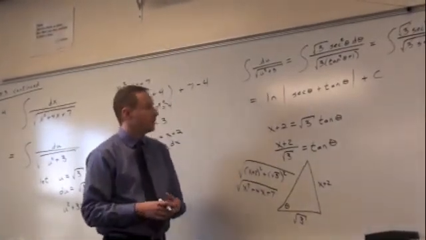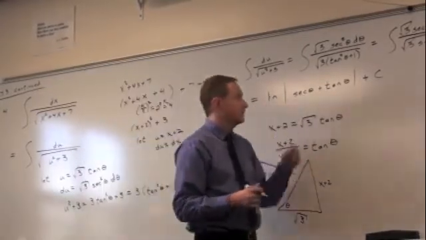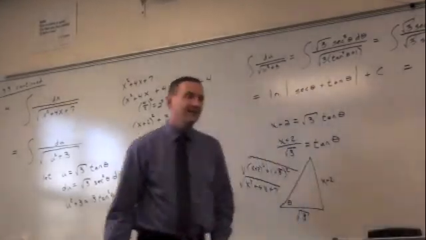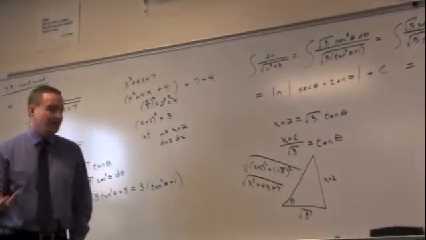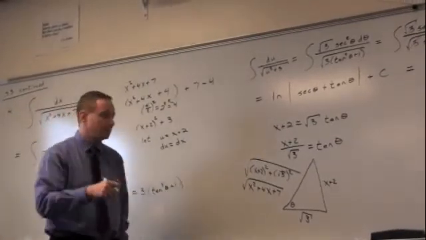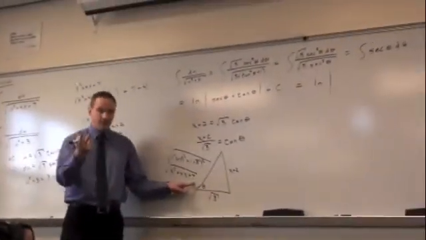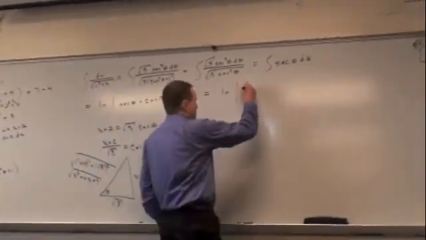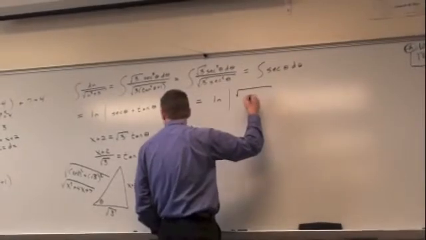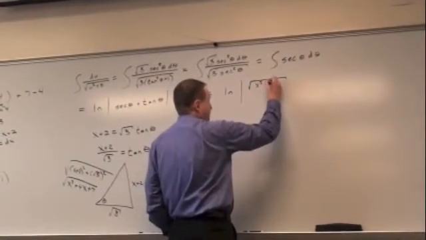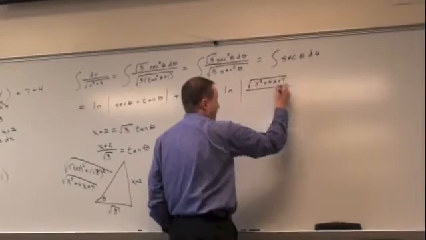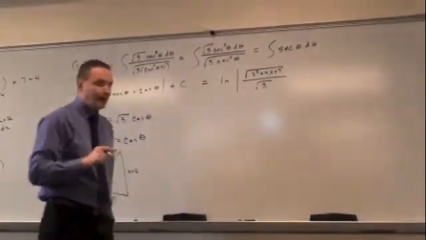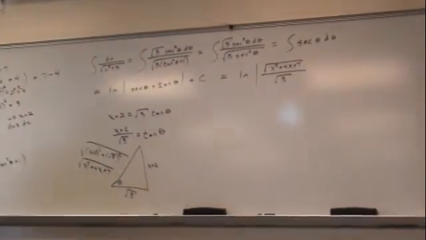Now let's simplify. So I have the natural log of the secant of theta. Cosine of theta is adjacent over hypotenuse. Secant of theta is the reciprocal of that, so it's hypotenuse over adjacent. So I'd say it's the natural log of the square root of x squared plus 4x plus 7, all divided by the square root of 3. And I'm not worried about rationalizing.